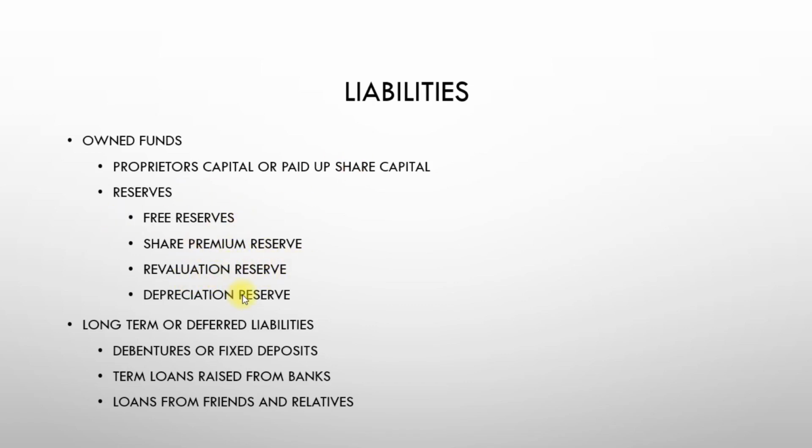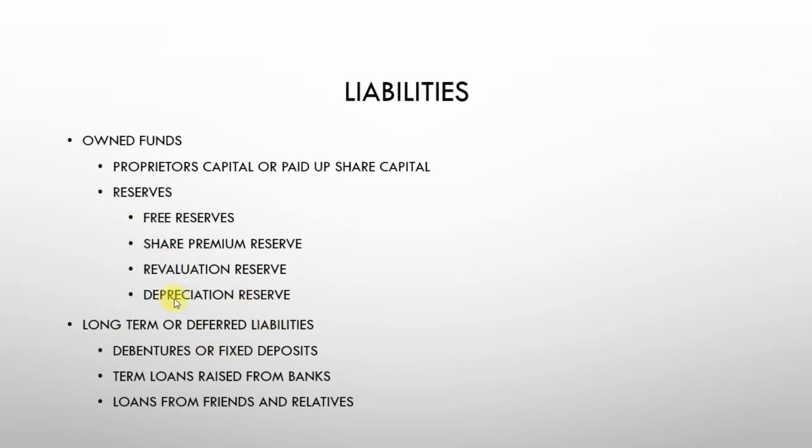Revaluation reserve, what is it? This is when the firm revises the book value of its assets to reflect market value. The asset at a higher value is shown on the liability side as revaluation reserve. When it hits the market after an IPO, the share prices may go up. So the firm revises the book value of its assets to reflect market value, and the asset at a higher value is shown on the liability side as revaluation reserve.